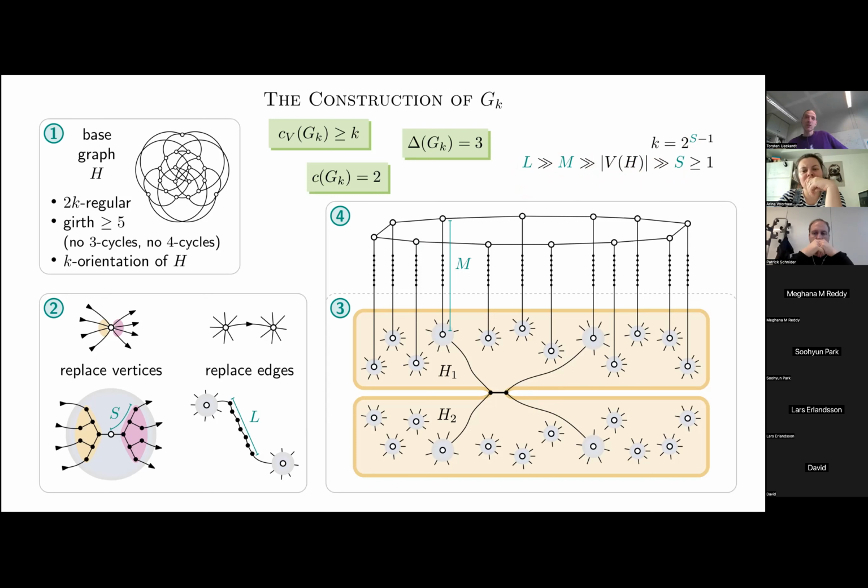And I claim this does the job. And what does it mean? Well, it means the surrounding cop number should be at least K. I'm not assuming that you should see this now. The classical cop number is just 2. I also do not assume that you see this. And the maximum degree of this graph is just 3. I assume that you can verify this. Okay, so let's put a check there.